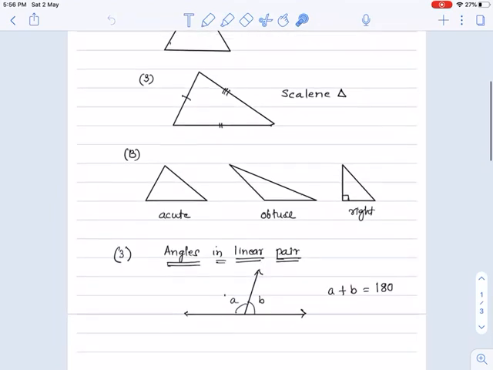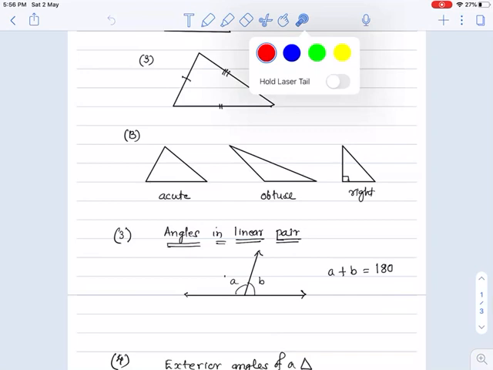Next one, based on angles. There are again three types based on angles: acute angle triangle, obtuse angle triangle, and right angle triangle. Acute angle triangle has all three angles less than 90. So an acute angle triangle has each angle less than 90 degrees.